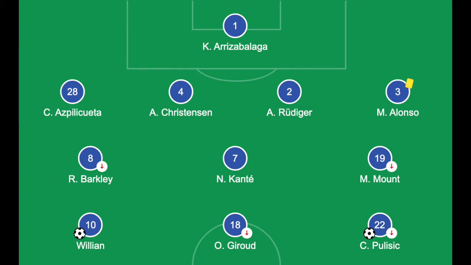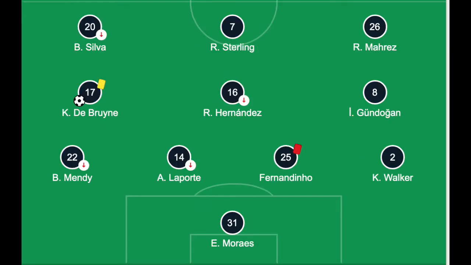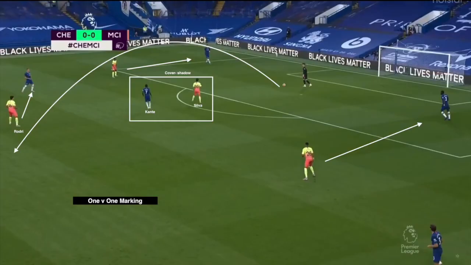Chelsea lined up in a 4-3-3 formation but shifted to a 4-1-4-1 system with Kante as the pivot, Barkley and Mount as the central midfielders, Willian and Pulisic as the wide midfielders. On the other hand, Manchester City lined up in their traditional 4-3-3 formation with Bernardo Silva as the false nine, De Bruyne and Gundogan as the left and right central midfielders respectively, and Rodri as the pivot.